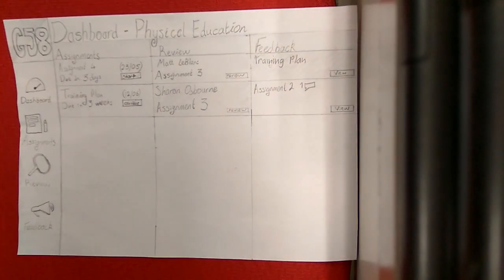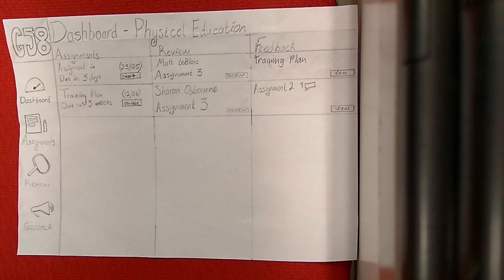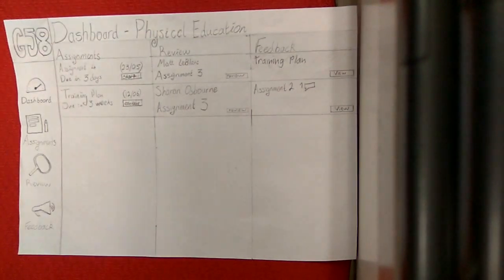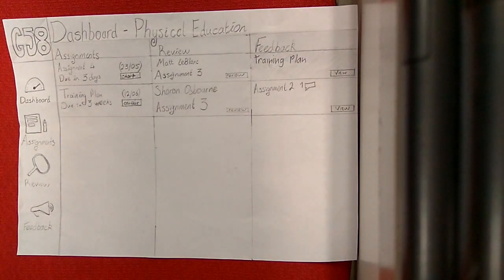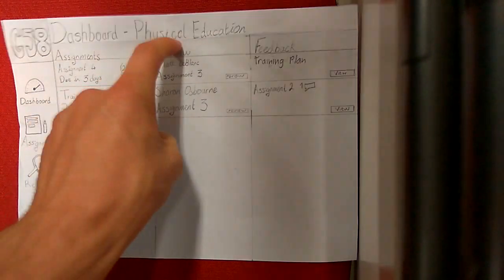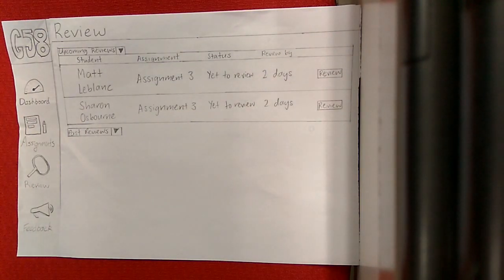Scenario 3. Bruce logs onto the system and is presented with the dashboard. Bruce decides to review an assignment of his peers, so he goes to the review panel by selecting the title. Bruce sees that Matt has submitted an assignment and selects his assignment to review.